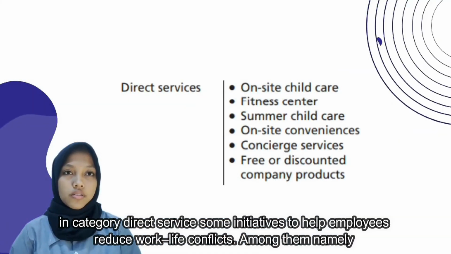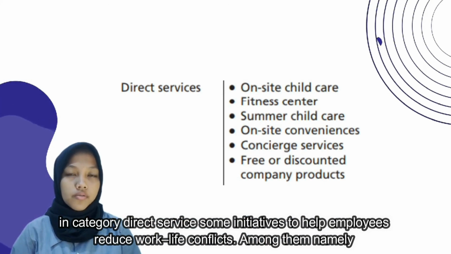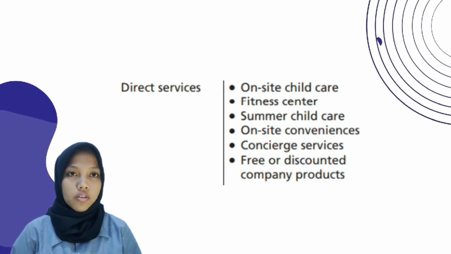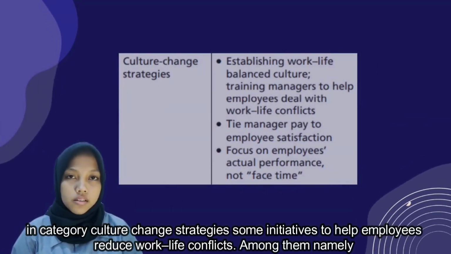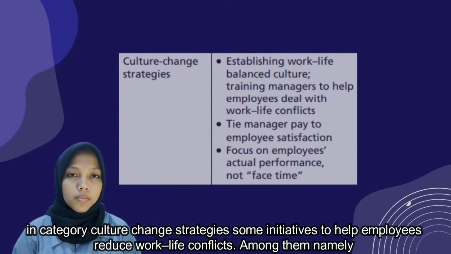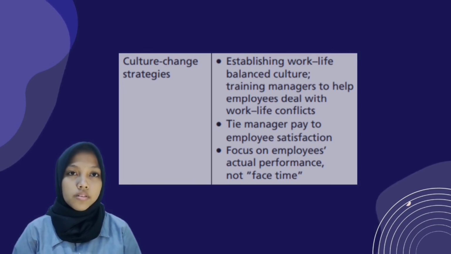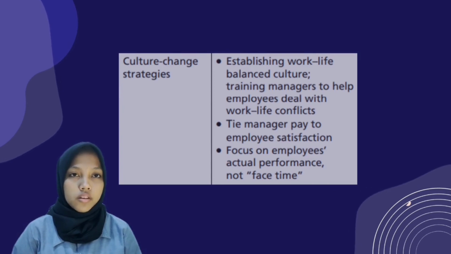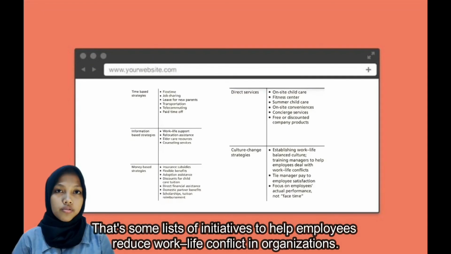Fourth, in the category of direct service, the initiatives are on-site childcare, fitness center, summer childcare, on-site convenience, concierge service, and free or discounted company programs. And the last is the category of culture change strategies, among them establishing work-life balance cultures, training managers to help employees deal with work-life conflicts, time management tied to employee satisfaction, and a focus on employees' actual performance, not face time. That's our list of initiatives to help employees reduce work-life conflicts in organizations.